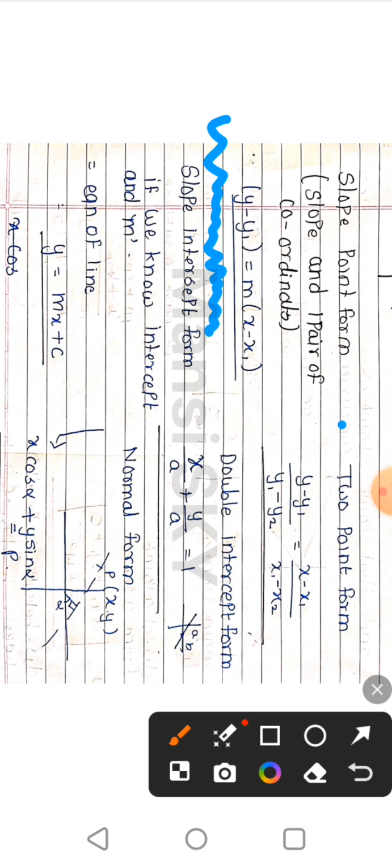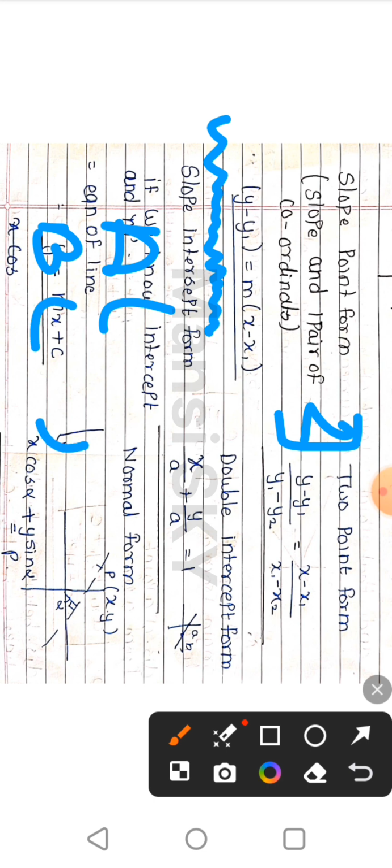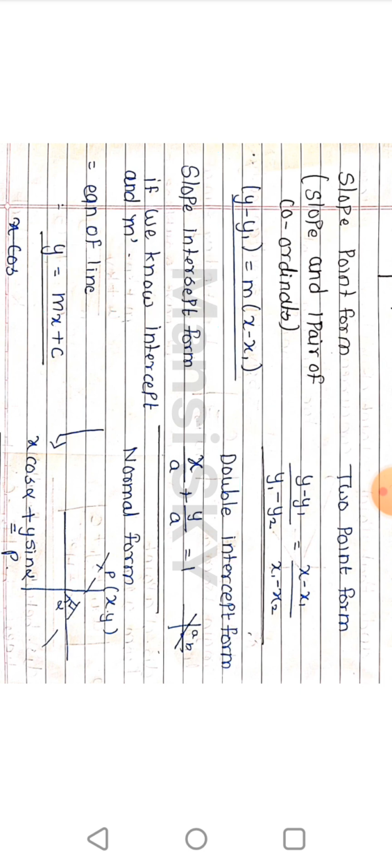Then we have the second formula, which is the two-point form. If we are given two points, point A and point B, then we can find the equation of that line with this formula, which is y minus y1 divided by y1 minus y2 is equal to x minus x1 divided by x1 minus x2. So these are two formulas. Then we have one or two more formulas here.